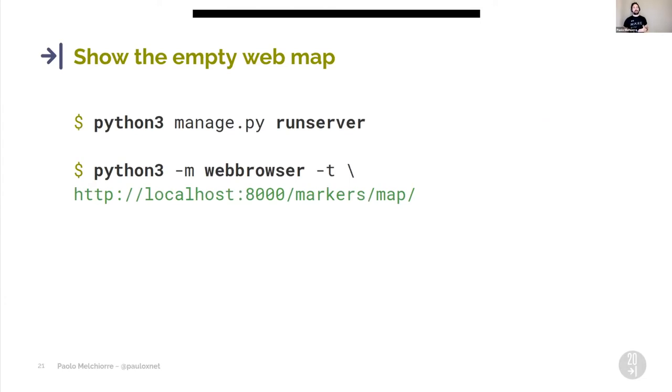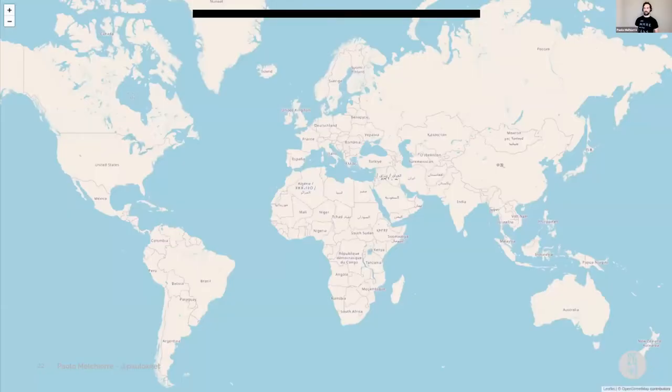We can now start our Django project with the runserver command, and we can finally visit our map page. We just created an empty map with Django, and the result is pretty much what you see now. A map without markers showing the whole world.